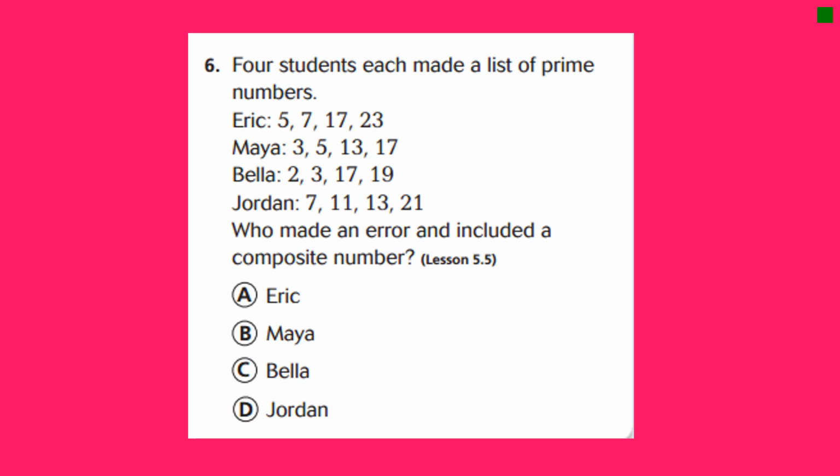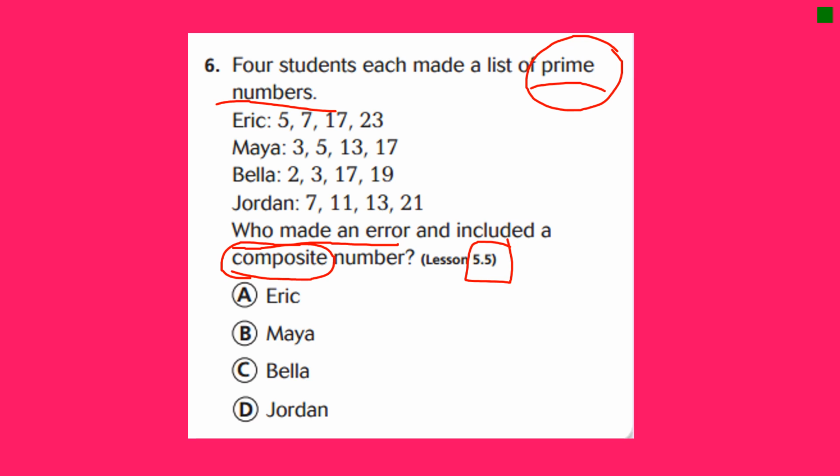All right, we're down here at review from Chapter 5, Lesson 5. It says 4 students each made a list of prime numbers. Do you remember what prime numbers are? Okay, let's see. Eric has a list. Maya, Bella, Jordan. And it says, who made an error? An error is a mistake. And included a composite number. Oh, now we have another word to remember here. What's prime and what's composite? I know you guys remember, right?